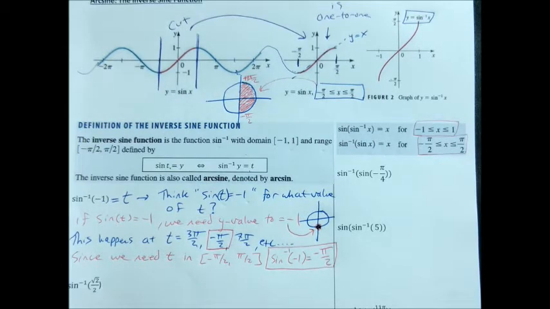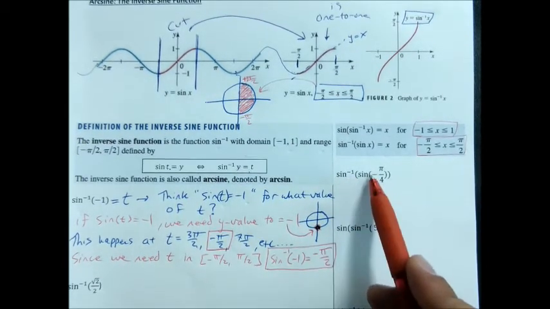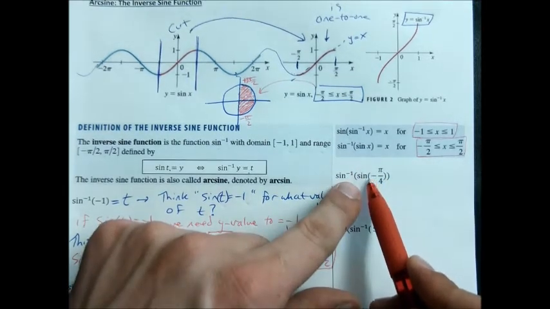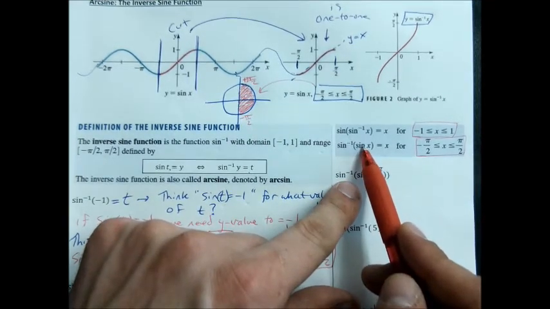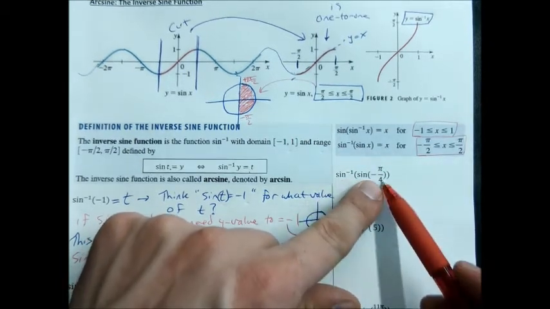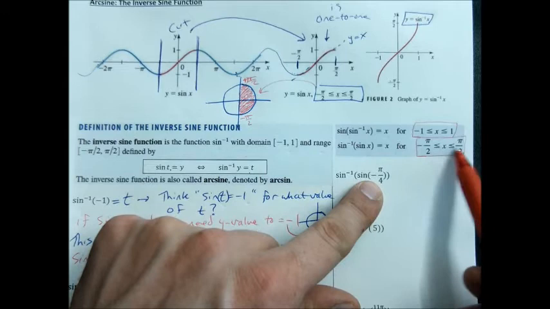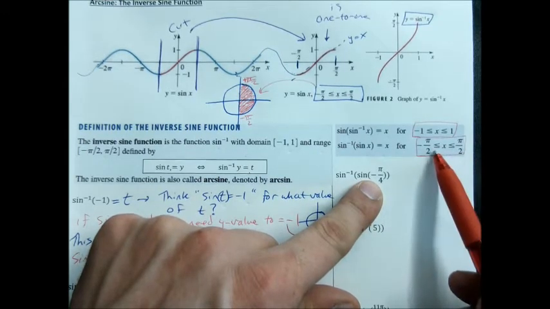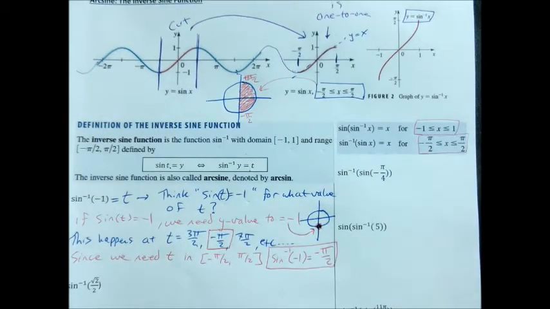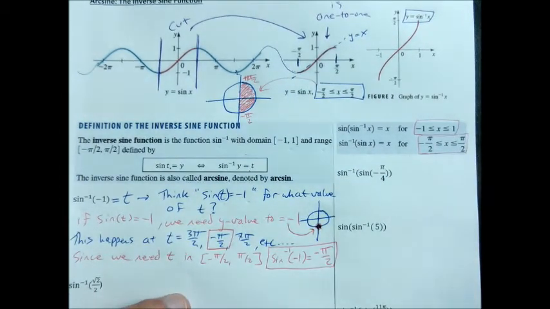Okay. And so what about this first one? This looks like the second property. We've got the sine function inside the inverse. That looks like this. And so those things are going to cancel out, and we'll get minus pi over 4, as long as minus pi over 4 is between minus pi over 2 and pi over 2. That's what this property says. And so my question is, is minus pi over 4 in that interval?